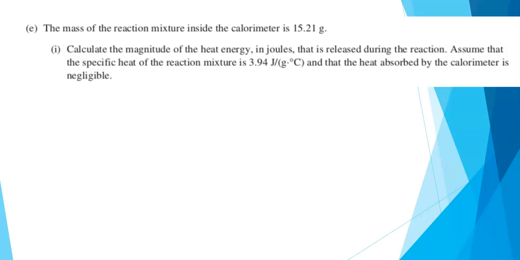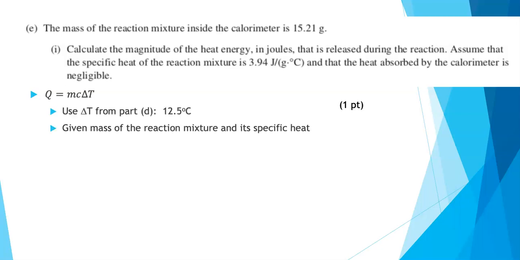This actually makes our life pretty easy. They gave us the mass of the mixture. They gave us the specific heat of the mixture. So we really just need to do q = mcΔT here. It is a 1 point problem, so again, it was pretty much all or nothing. We're solving for q, and we don't need the sign of q. It would be negative because it's an exothermic process, but that's not our focus here. We really just need the numerical value for q. We're going to use our delta T from part D, which was 12.5 degrees. And as I mentioned, we were given the mass of the reaction mixture and its specific heat.